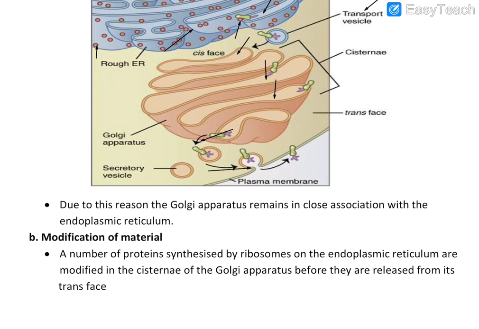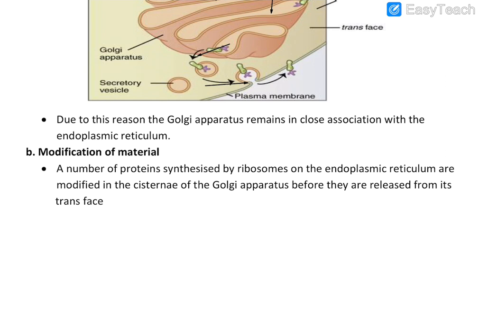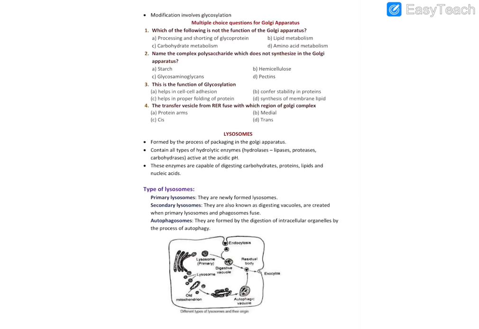So that is the functioning of the Golgi apparatus. Due to this reason, the Golgi apparatus is always near the endoplasmic reticulum. Whatever protein has been produced in the endoplasmic reticulum is linked with carbohydrate. That is what we call modification. It is also called glycosylation. So glycosylation takes place in the Golgi apparatus. Addition of carbohydrate to the protein, or it might be a lipid, we call glycosylation. So these are the two major functions of the Golgi apparatus.